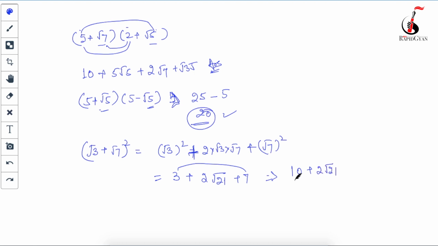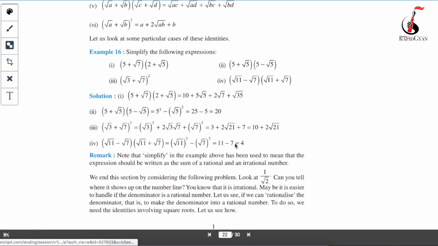You can further solve it. You can take 2 common. So this will be 5 plus root 21. So this is your answer. Okay, let's check that. Your answer is 10 plus 2 root 21. If you want to take common, it's fine. If you not, that's also fine.